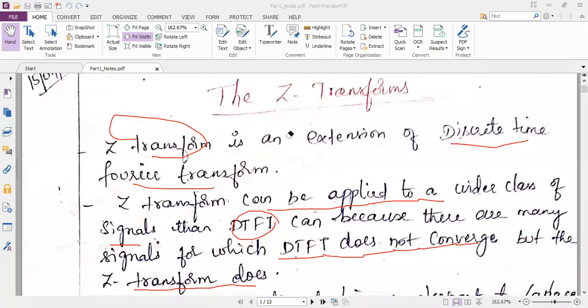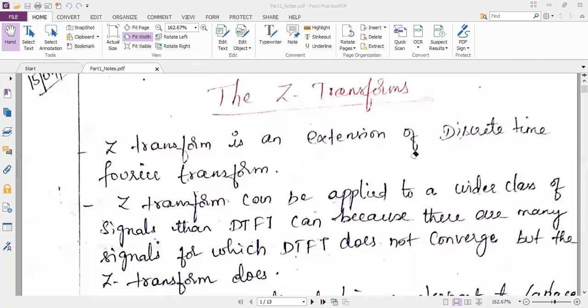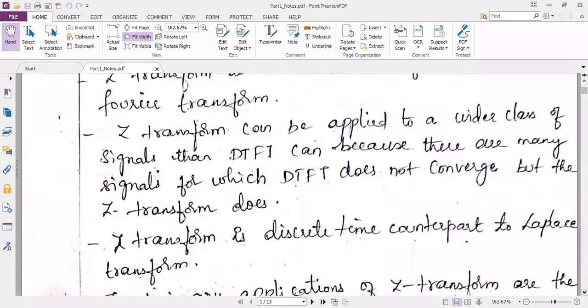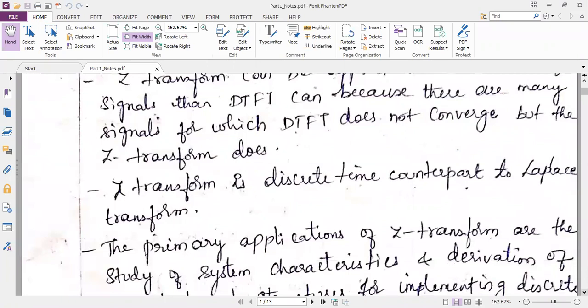So the first point about the Z transform is that it is also a Fourier transform, but an extension of the discrete time Fourier transform. The Z transform can be applied to a wider class of signals than DTFT, because DTFT does not converge, whereas the Z transform converges. We will see the meaning of convergence, region of convergence, in the problems. And this is the basics for the next semester subject called DSP.